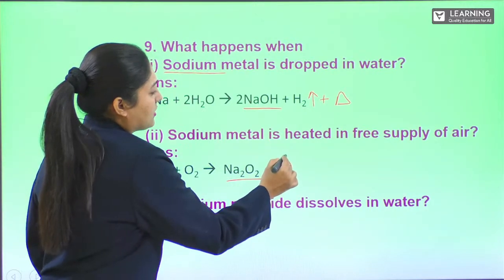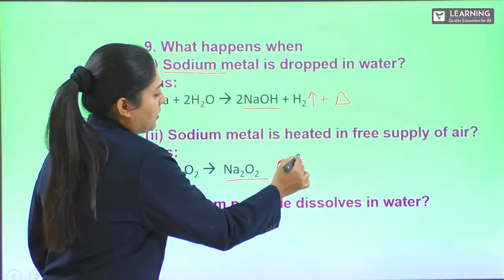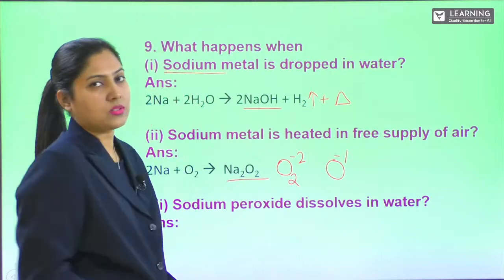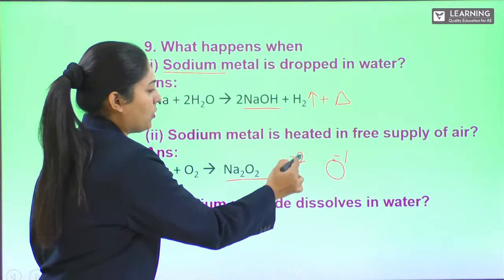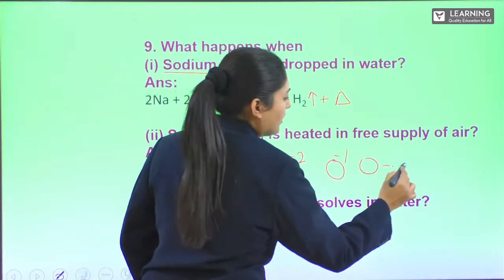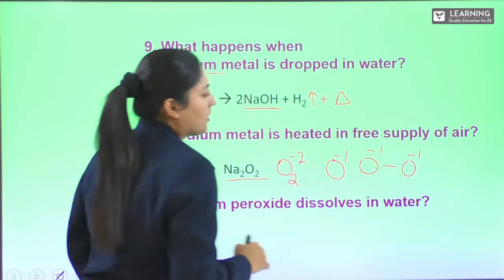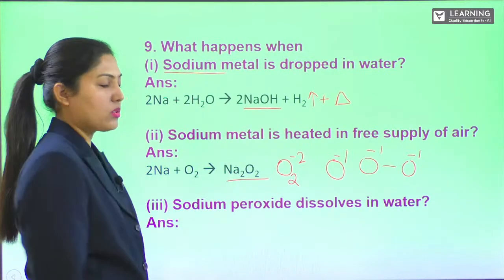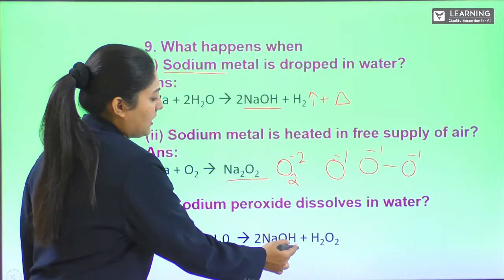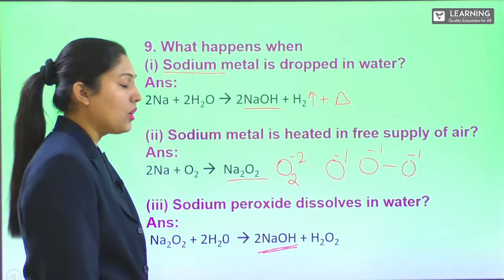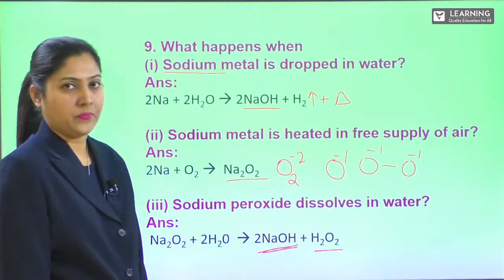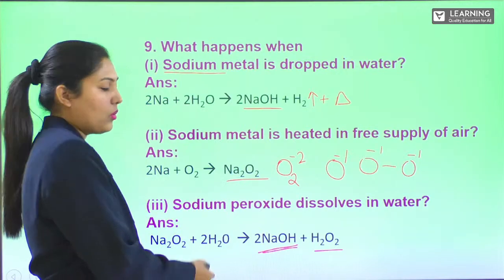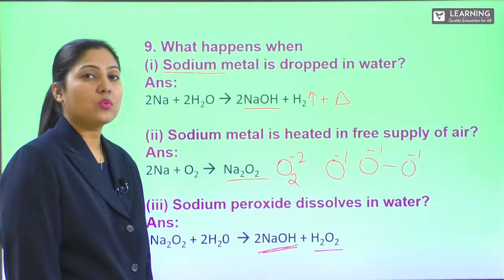That means oxygen will have minus, each oxygen will have -1 as the oxidation number. So we can also write it as O2 with 2-. That means each oxygen will have -1 as an oxidation number. So we call it sodium peroxide. When that sodium peroxide dissolves in water, we get again sodium hydroxide with hydrogen peroxide.